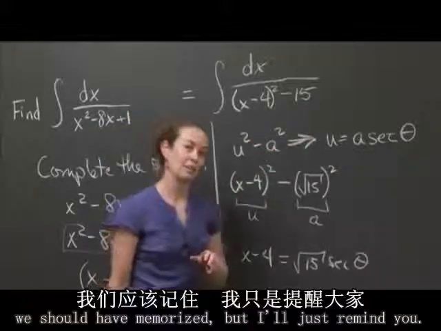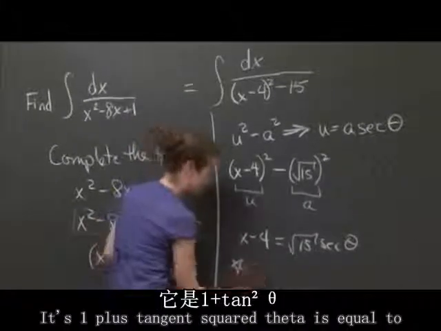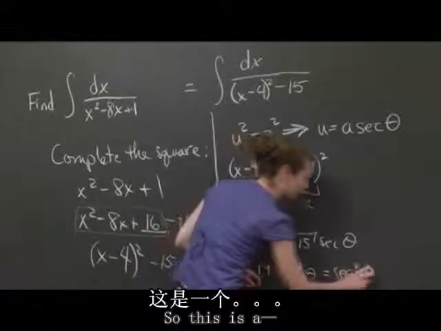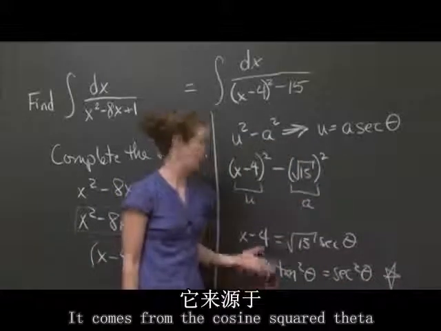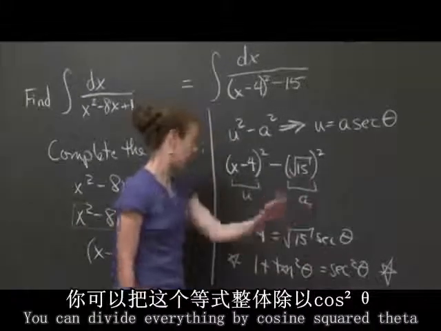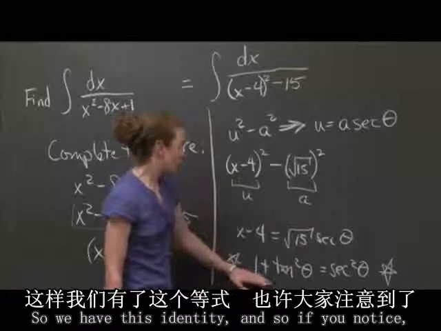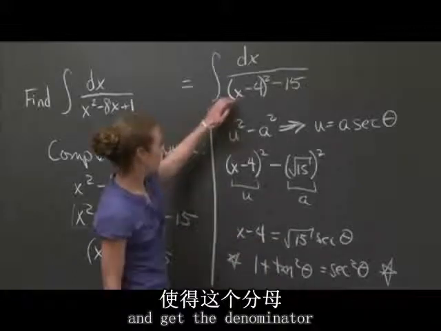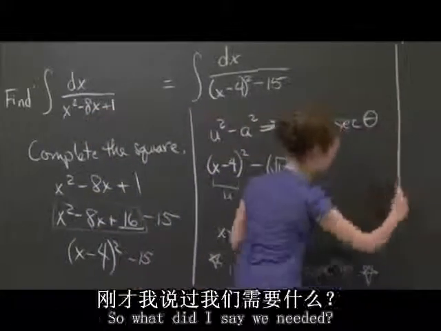Because there's a certain trig identity that we should have memorized, but I'll just remind you. I'll write it here and put a star next to it. It's 1 plus tangent squared theta is equal to secant squared theta. I'll even put a star on the other side. So we should really remember this. Now where does it come from? It comes from the cosine squared theta plus sine squared theta equals 1 identity. You can divide everything by cosine squared theta and get this one. So we have this identity, and if you notice, we're going to be able to manipulate the expression right here and get the denominator to look like tangent squared theta. So let's do some of that work off to the right here.